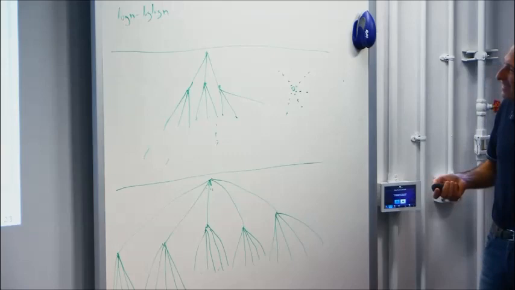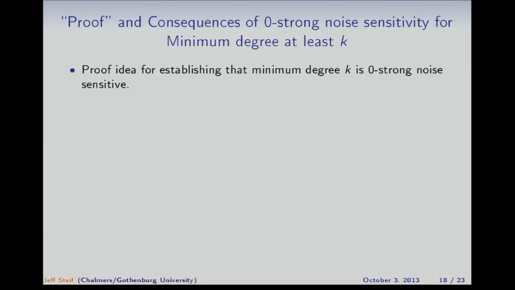Okay, so let me give you the proof. It's very easy. Let me mention the proof of this and the consequences of this zero strong sensitivity for minimum degree at least k. So the proof idea is extremely simple for establishing that minimum degree k is zero strong noise sensitive. It's basically because of the following. At this point, just take k to be 1. So we want to talk about having an isolated vertex.